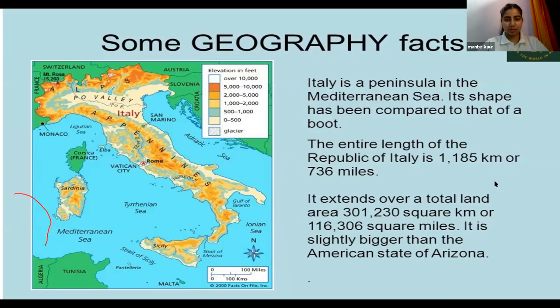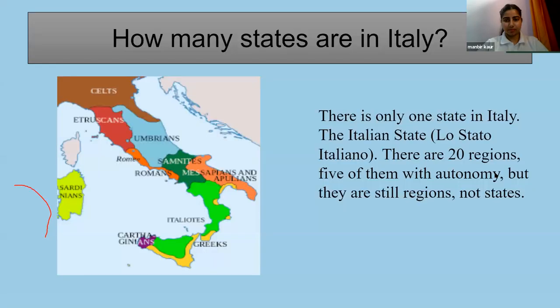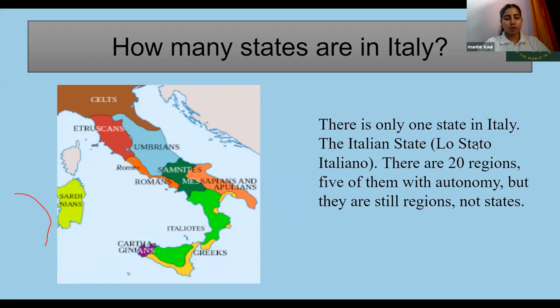Next slide. I was talking about the number of states in Italy. I must tell you, in Italy there is only one state. Other than that, there are only 20 regions, and out of those, 5 are autonomous, but still they are just regions. They are not considered states. We call them regions in Italy.